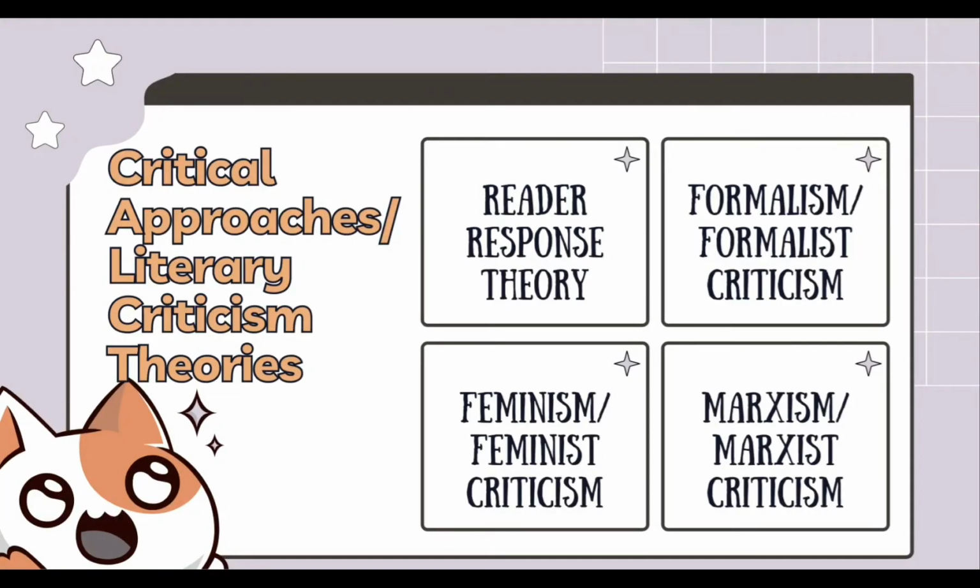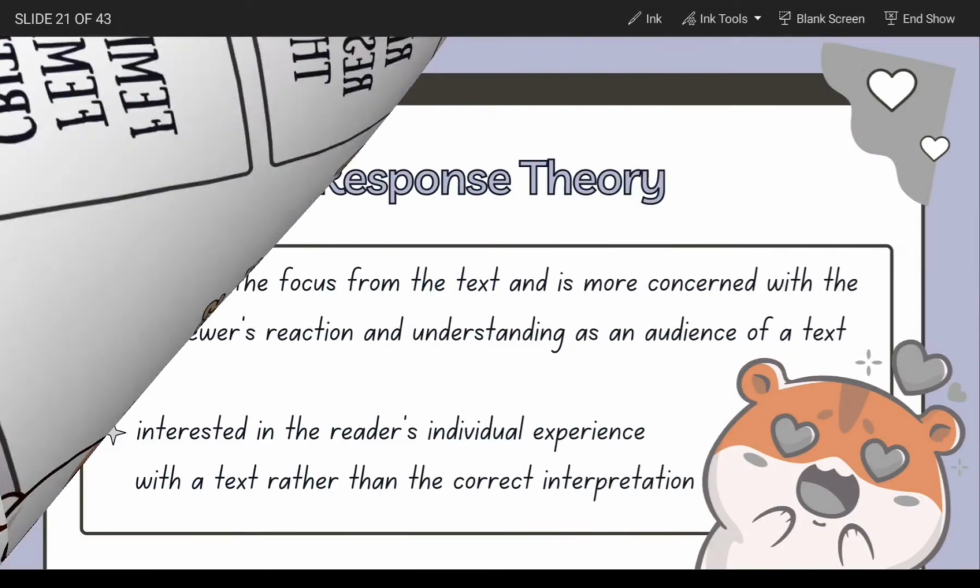Welcome to another video. In this video, we will be discussing these 4 critical approaches or literary criticism theories. The first one is reader response theory. Next one is formalism or the formalist criticism, feminism or the feminist criticism, and Marxism or the Marxist criticism. So let's start with reader response.